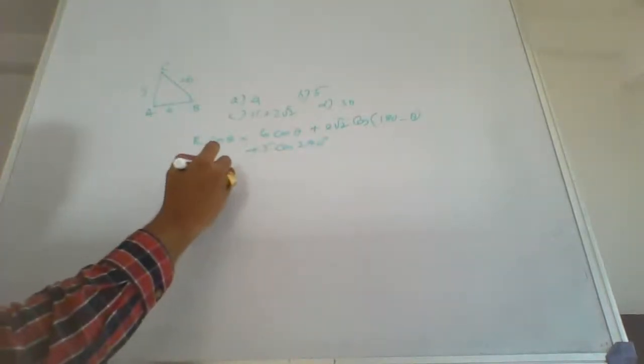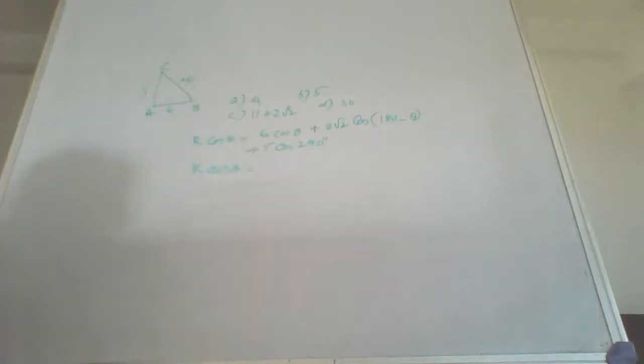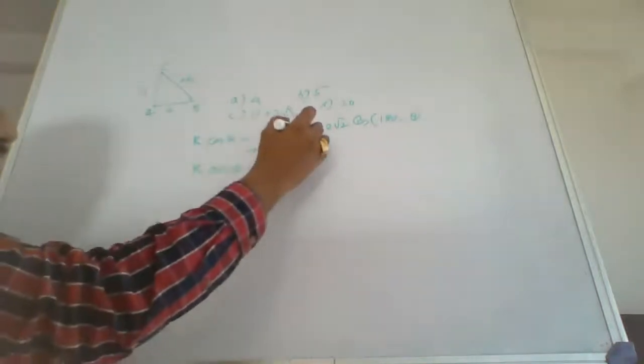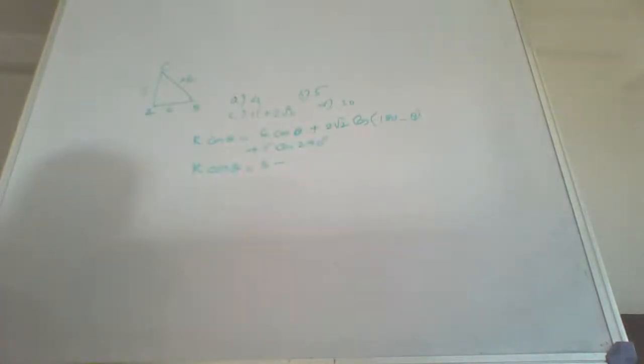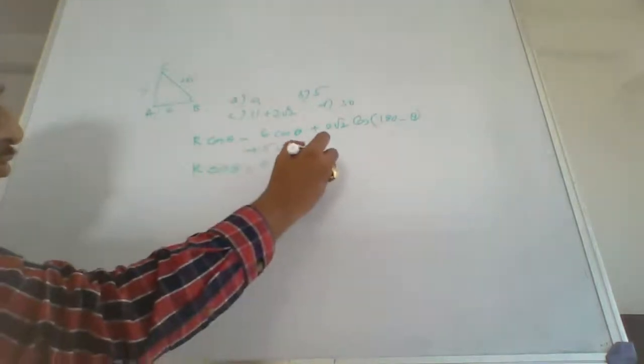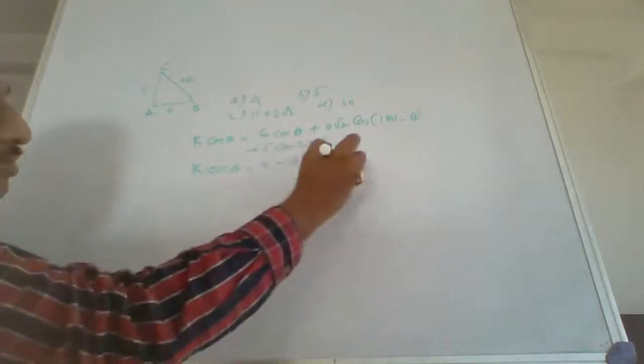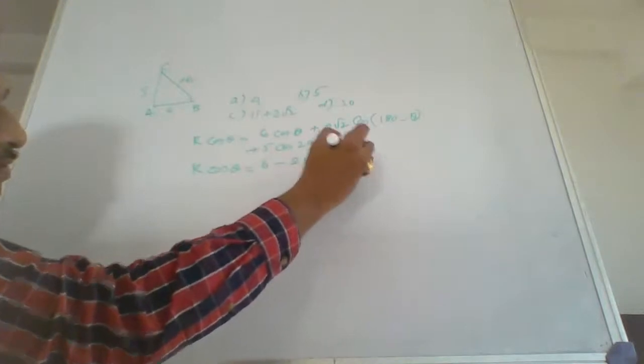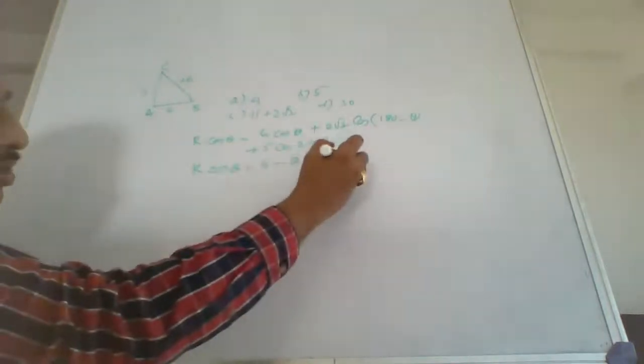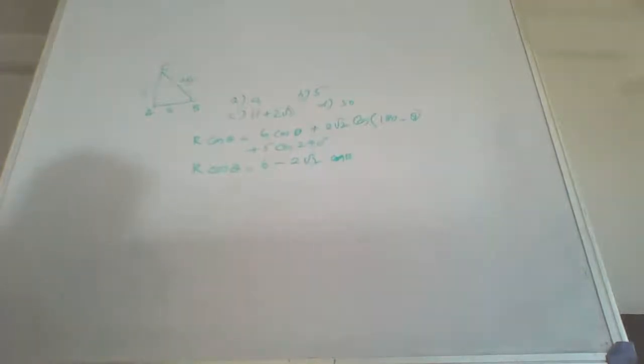So r cos theta will be 6 minus... if you consider this as 0 degrees, it is 1 cos 0, which is 1. If I try to simplify this further, I get 2 root 2 cos b. Again, after simplifying, I get this. Now let us further simplify this.